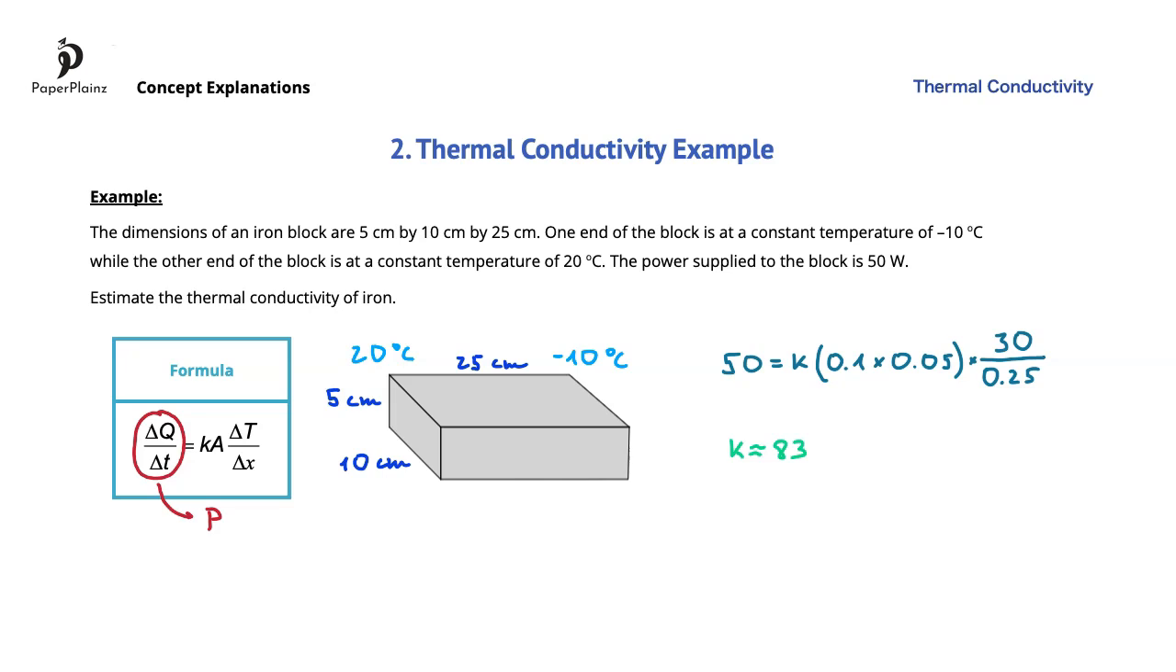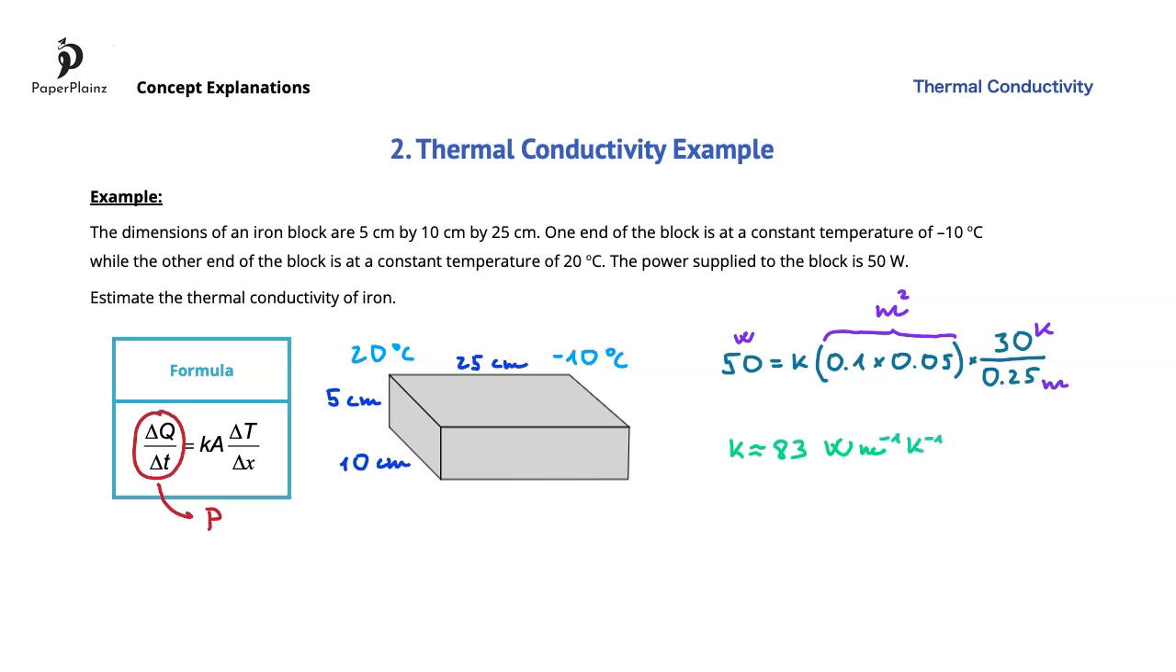Before wrapping up this video, let's take a moment to think about the unit of thermal conductivity. In our substituted formula, power on the left-hand side is in watts. On the right-hand side, 0.1 times 0.05 is an area, so its unit is meter squared. 30 is a temperature, so its SI unit is the Kelvin. And 0.25 is a length, so it is in meters. Rearranging, we get that the unit of thermal conductivity is watts per meter per Kelvin.